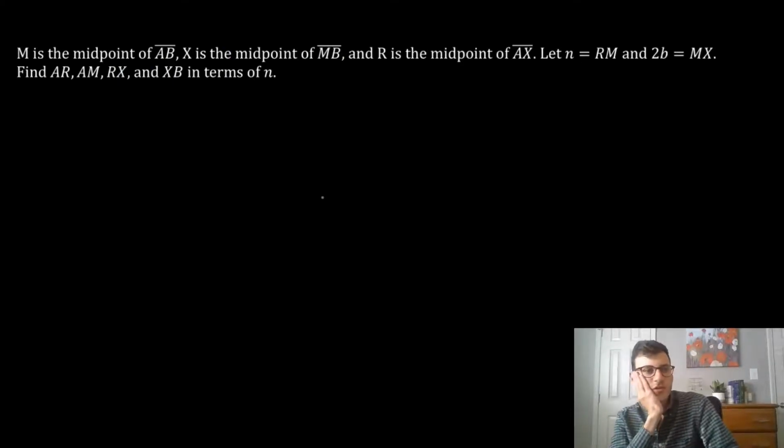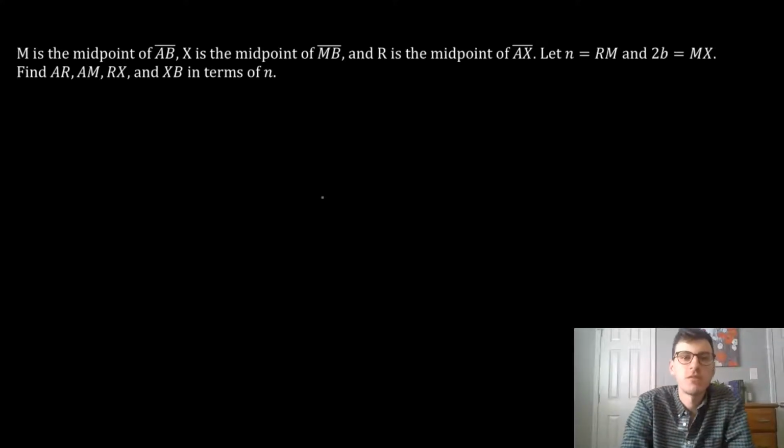Okay, the last question. M is the midpoint of AB, X is the midpoint of MB, and R is the midpoint of AX. Let N equal RM and 2B equal MX. Find AR, AM, RX, and XB in terms of N.